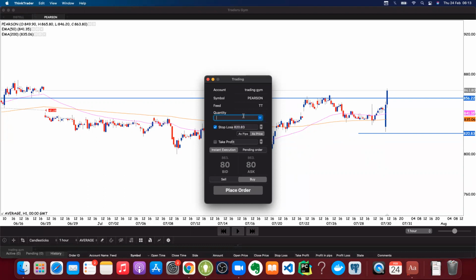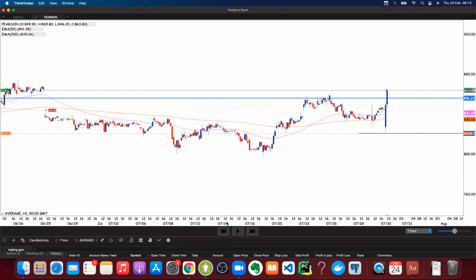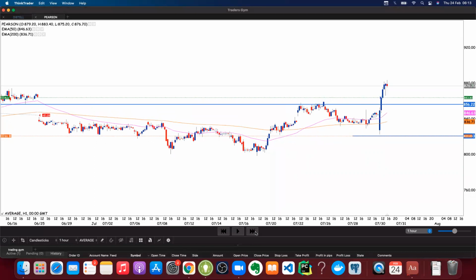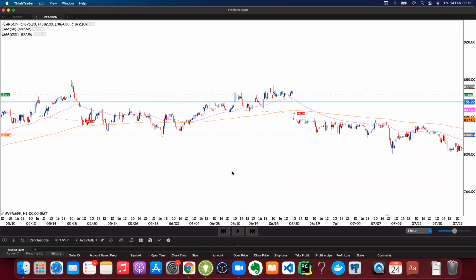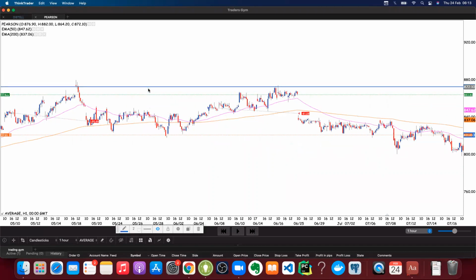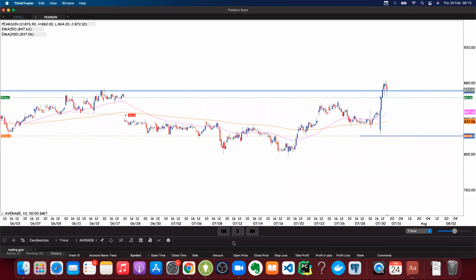This is 3 point. Cool. So we have to buy 35. 35. Okay. Just put that level.